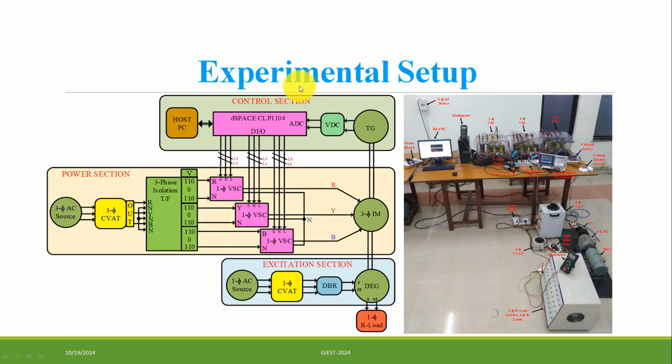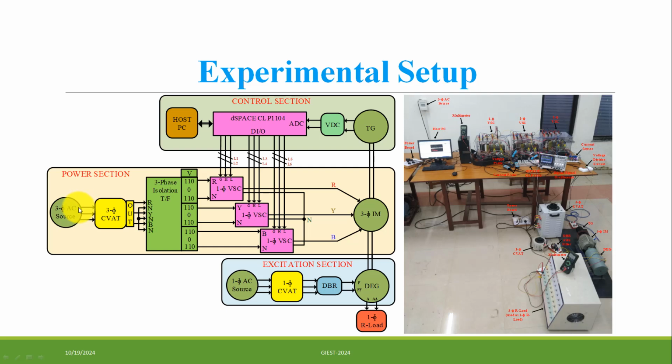Experimental setup. This setup is divided into 3 sections. First is the control section, in which the speed of the induction motor is sensed through a tacho generator and the switch signals for each single phase VSC are generated through dSPACE CLP1104.